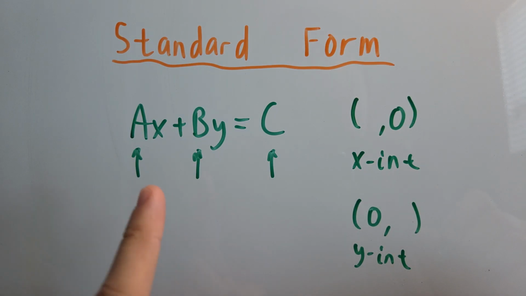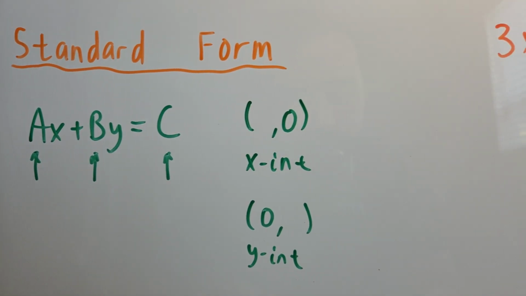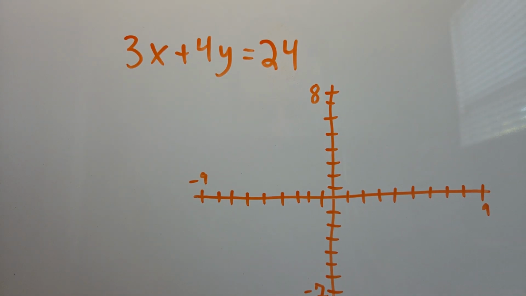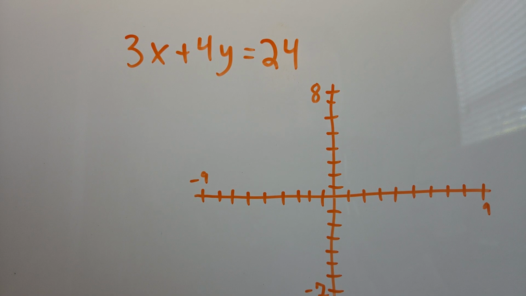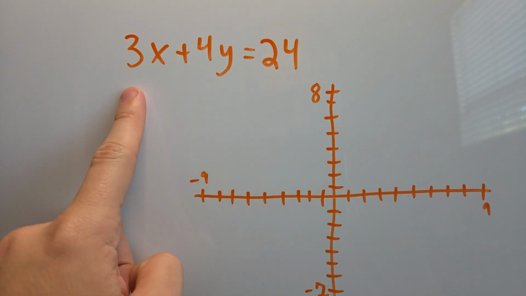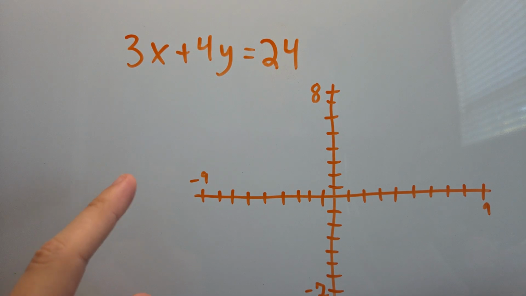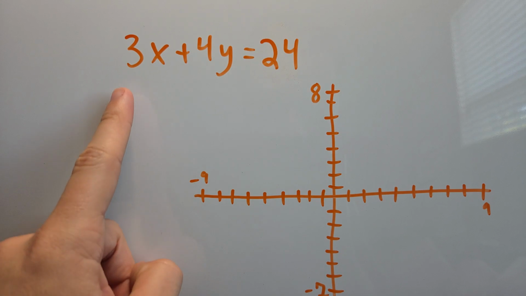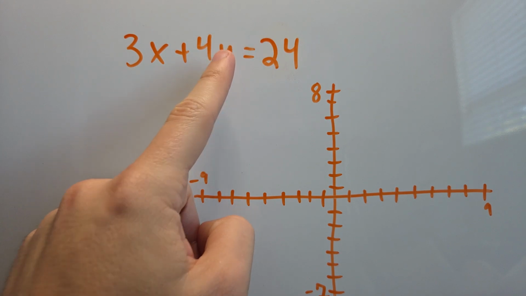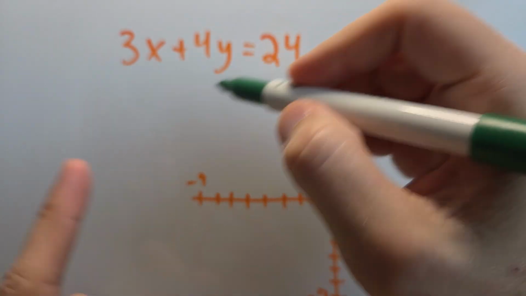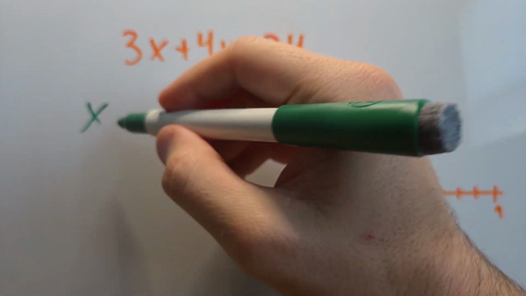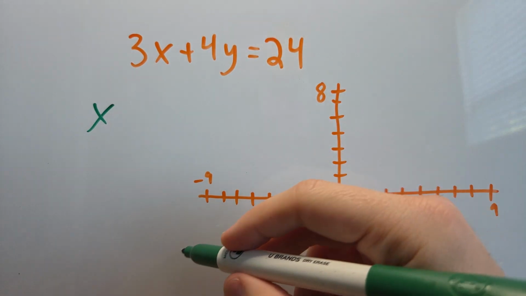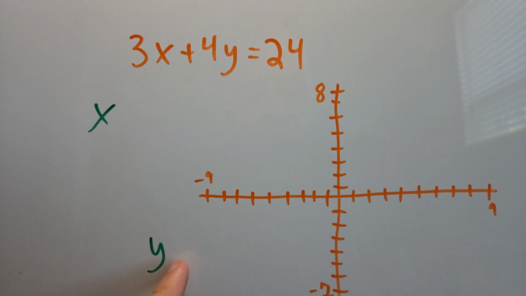Using standard form to find the x and y intercepts of a linear equation is very, very straightforward. Let's take a look at an example. So let's go ahead and find the x and y intercepts of this particular equation written in standard form, and then we'll go ahead and plot the line. In order to find the x-intercept, we have to substitute 0 in for y. So when we do that, the whole term zeroes out. Here's how we'll find the x-intercept, and then I'll find the y-intercept.